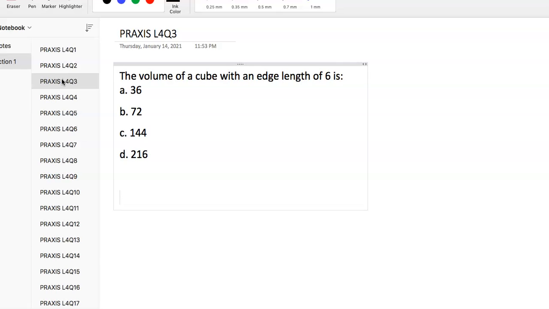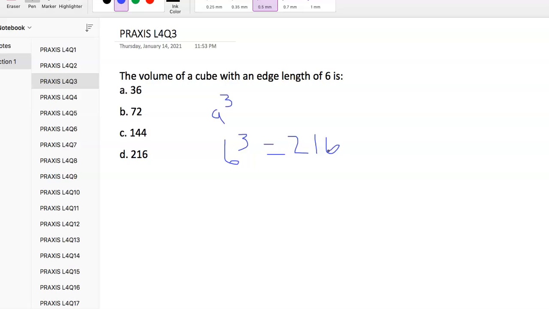Volume of a cube with edge length of 6. Okay, so really the key here is that we know that for a cube, for volume, it's just a to the third. And so all that really means is we plug in 6 to the third. And 6 times 6 is 36. 36 times 6 is 216. There's our answer, answer choice D.